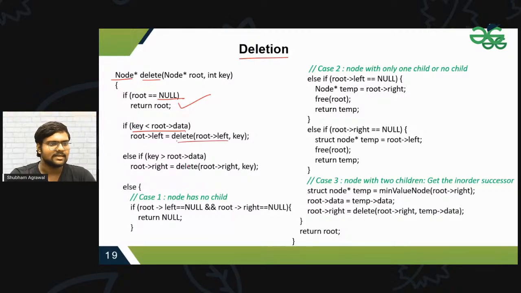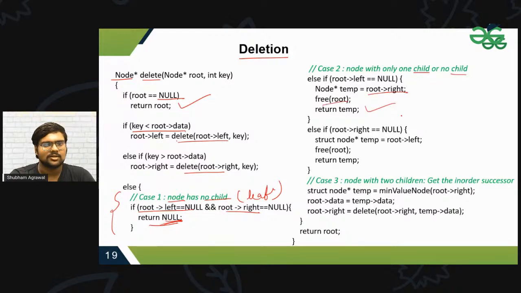Okay, and here are our main conditions. If both the children are null, so it is a node with no children, so it is a leaf node. So we will simply delete it and return null. And if it has only one child, then we will copy that child and free the node, and after that we will return that node.